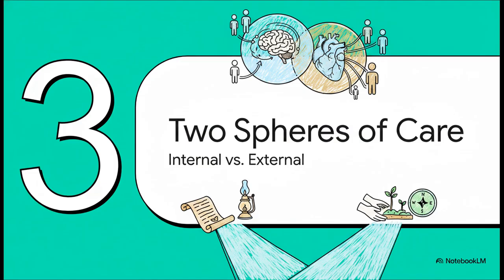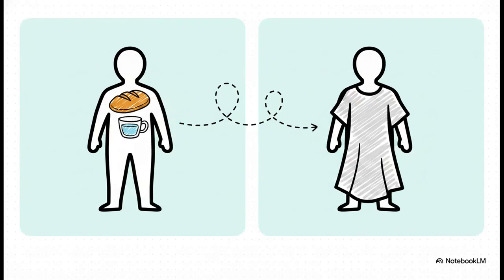Section 3. Two spheres of care, internal versus external. By contrasting the internal need of ingestion with the external need of clothing, the text creates a holistic, all-inclusive scope of human necessity. The author is speaking of two very specific spheres here: the sphere of life, requiring internal ingestion like eating and drinking, and the sphere of the body, requiring external wear like clothing. It covers the inside and the outside. Literally no basic human need is left unaddressed.